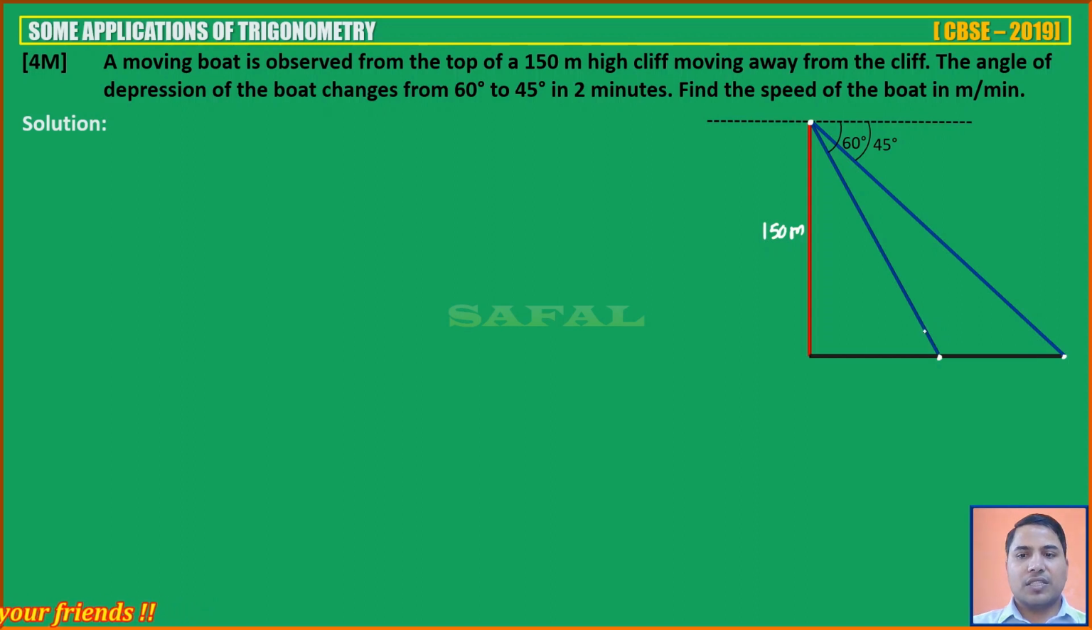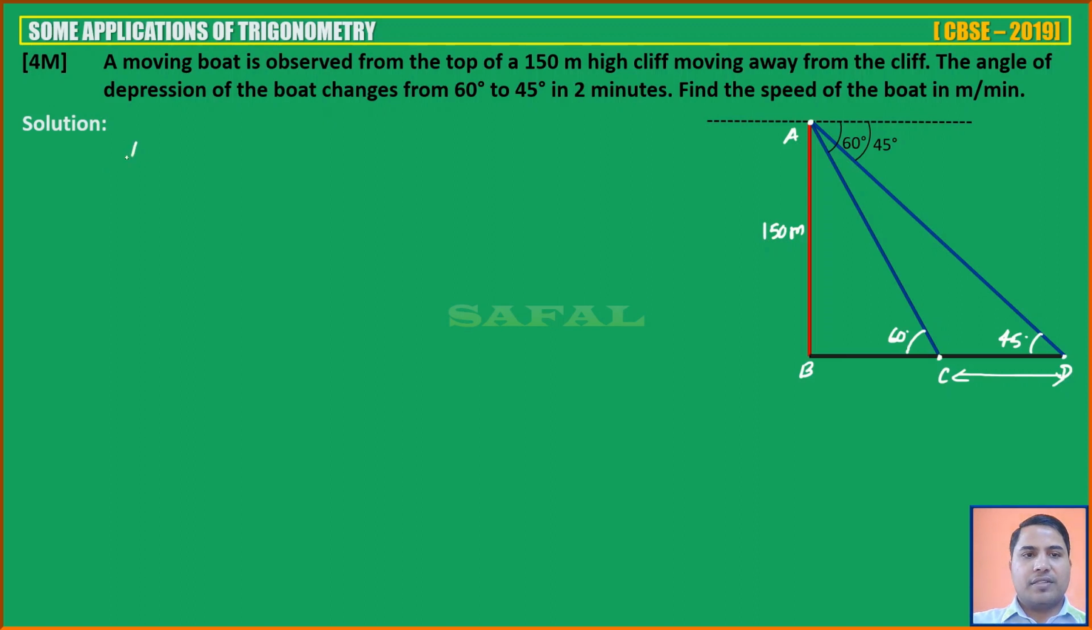Of course this angle will also be 60 degree, and this angle will be 45 degree. Now what they are asking is the speed of the boat in meter per minute. So maybe I can name it A, B, C and D. This is the distance CD the boat has traveled. So we need to find CD and then divide it by 2, because the time taken is 2 minutes.